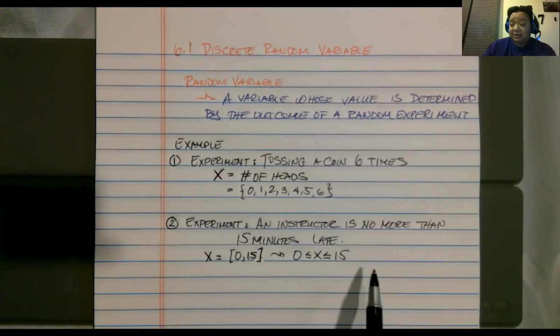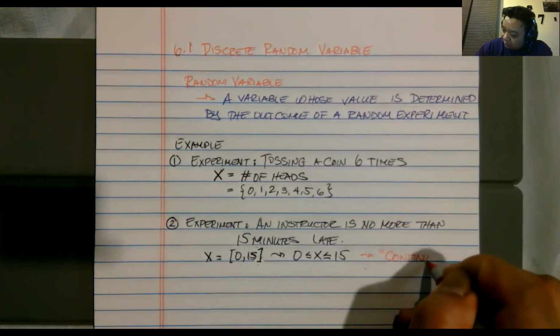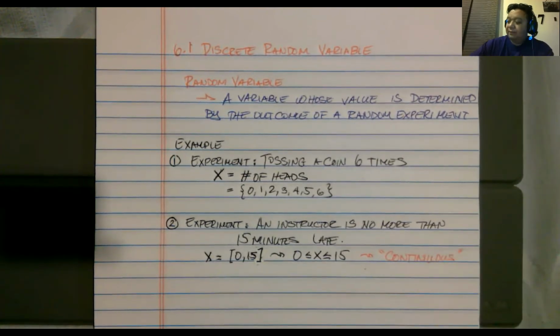Note this time, this variable is continuous. This is not a discrete variable. This is a continuous variable, in the fact that you can have 5.5 minutes late or 6.2 minutes late. And so you are able to take on any value between 0 and 15. Okay. Questions on that? Any questions on it?